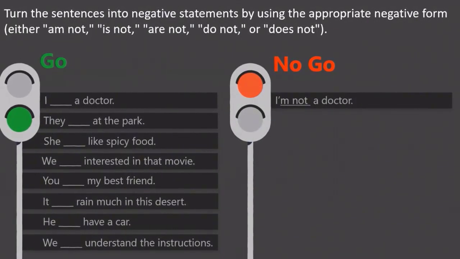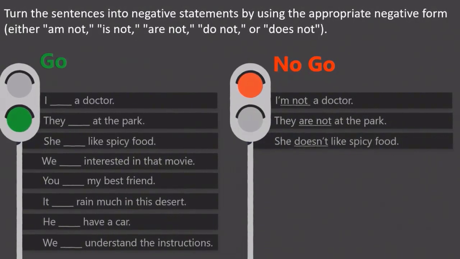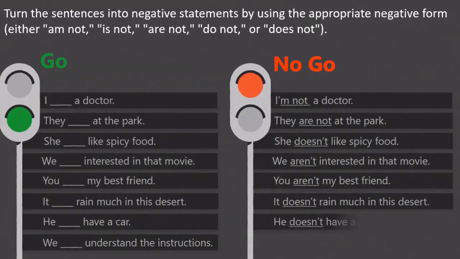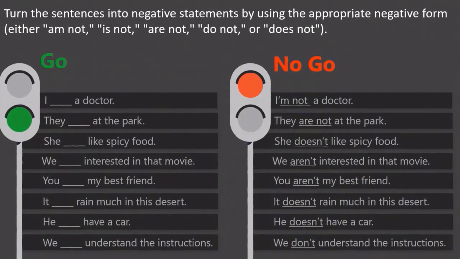I'm not a doctor. They are not at the park. She doesn't like spicy food. We aren't interested in that movie. You aren't my best friend. It doesn't rain much in this desert. He doesn't have a car. We don't understand the instructions.